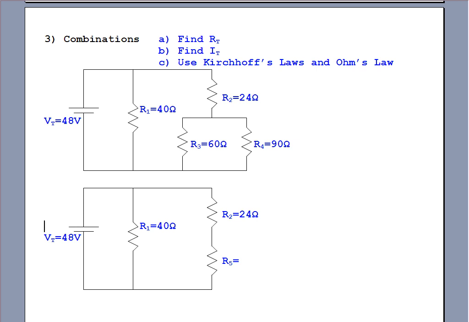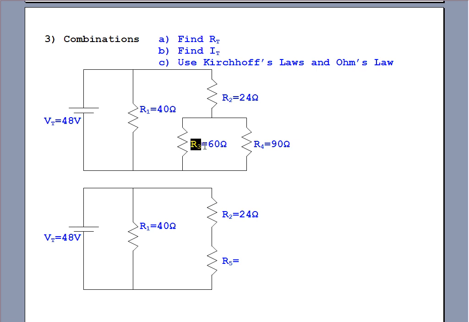And what I would do is make your plan of attack to first try to find the total resistance. That'll take us like a whole page here. And then we'll find the total current. That'll be easy. And then we can play the game with Kirchhoff's laws and Ohm's law. That goes pretty fast. So I think we did this one in Physics 11.